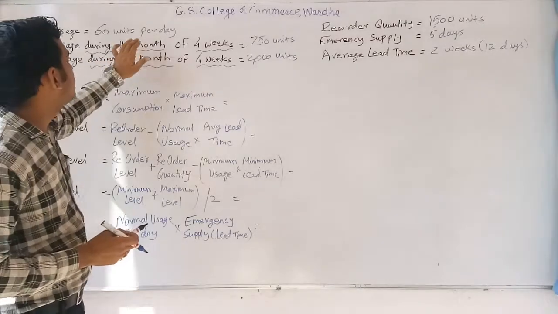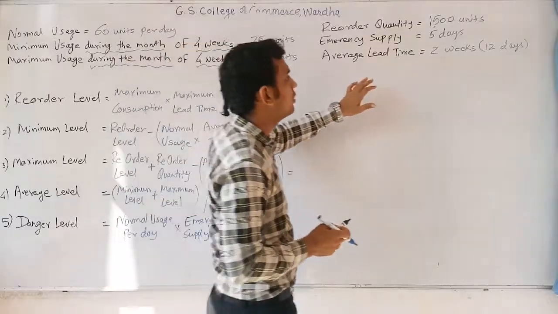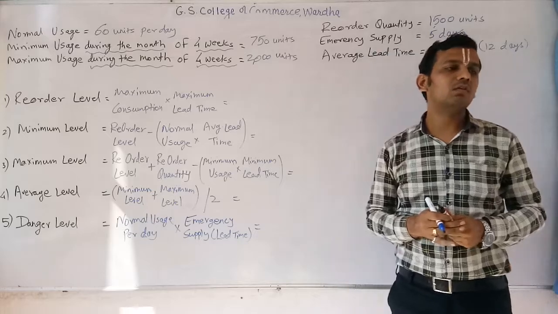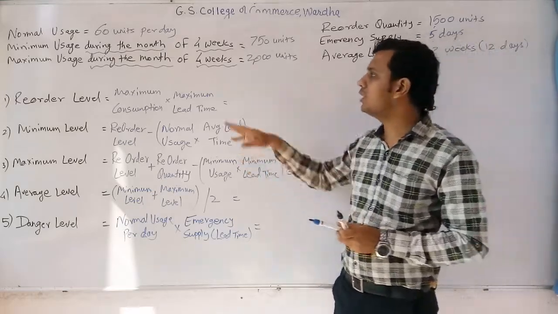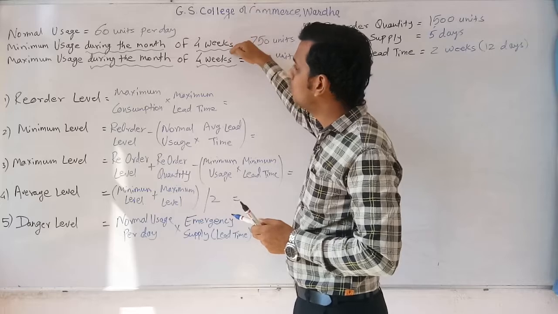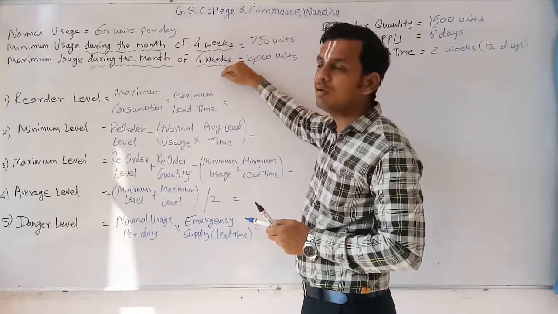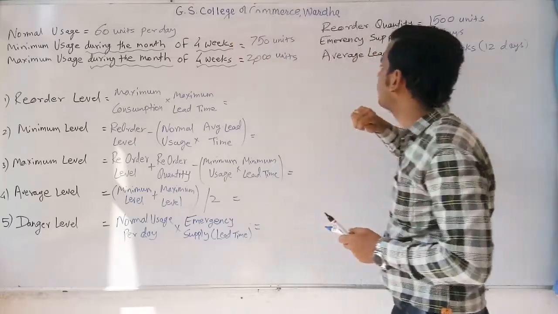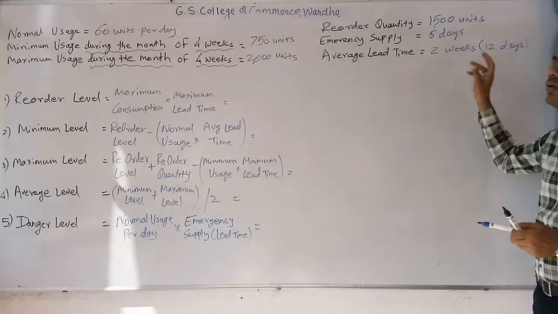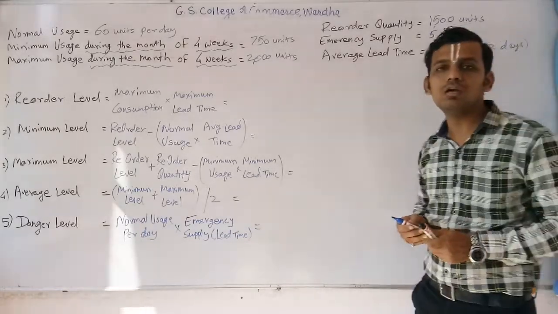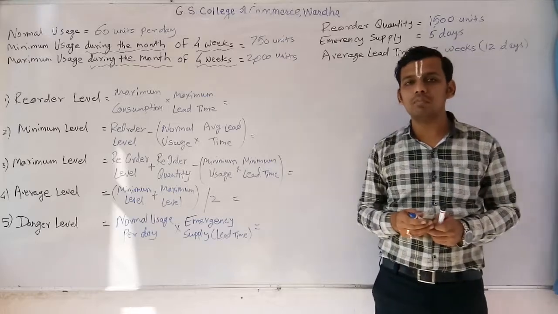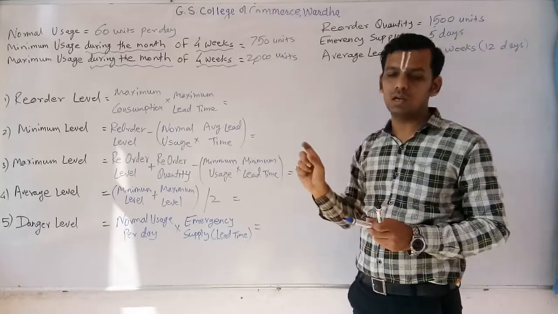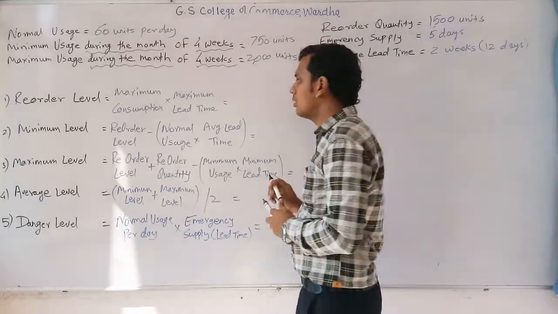because other things are given in a weekly pattern, whereas normal usage is given on a per day basis. Hence, while making calculations, when using the minimum usage and maximum usage terms, we have to divide them by 4 so that we can get our weekly calculation. Second thing, in the question we have been provided with the average lead time of 2 weeks, whereas there is no mention of maximum lead time and minimum lead time, or normal lead time. Hence we have to assume the lead time here.